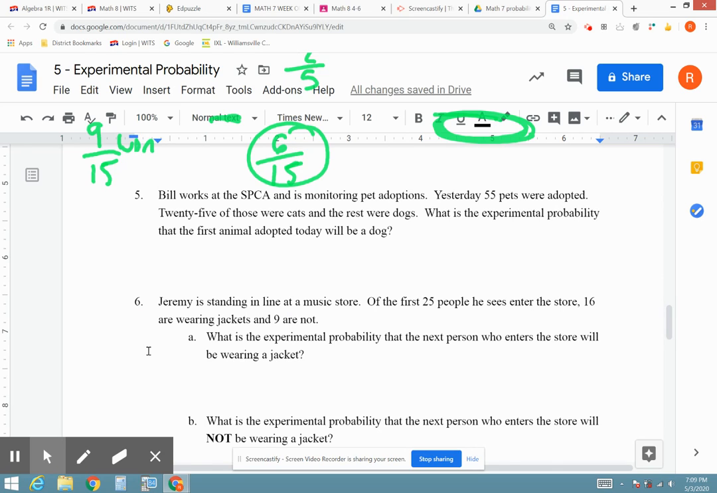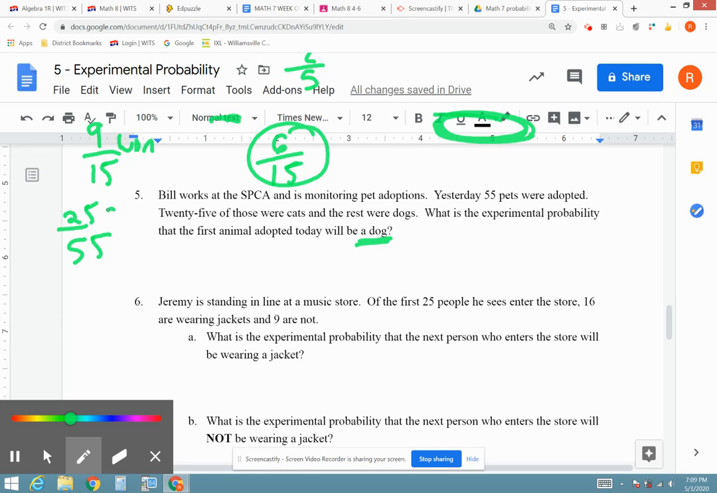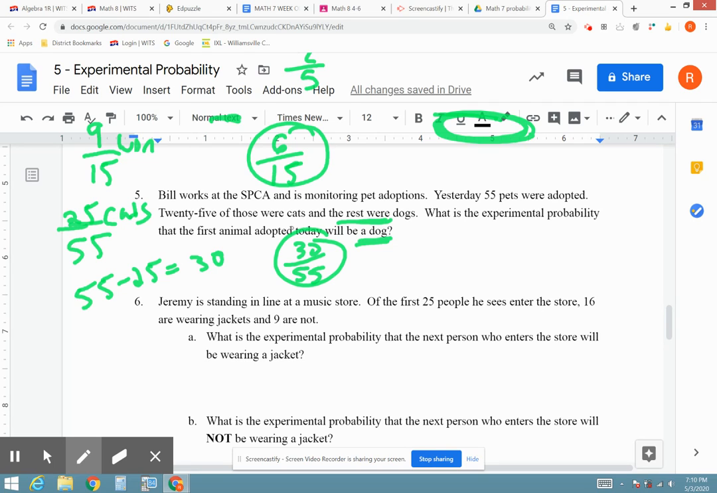Bill works at the SPCA and is monitoring pet adoptions. Yesterday, 55 pets were adopted. 25 of those were cats and the rest were dogs. What is the experimental probability that the first animal adopted will be a dog? So yesterday, it was 55 adoptions. 25 of them were cats. The rest were dogs. So 55 minus 25 is 30. So 30 out of 55 is the experimental probability.